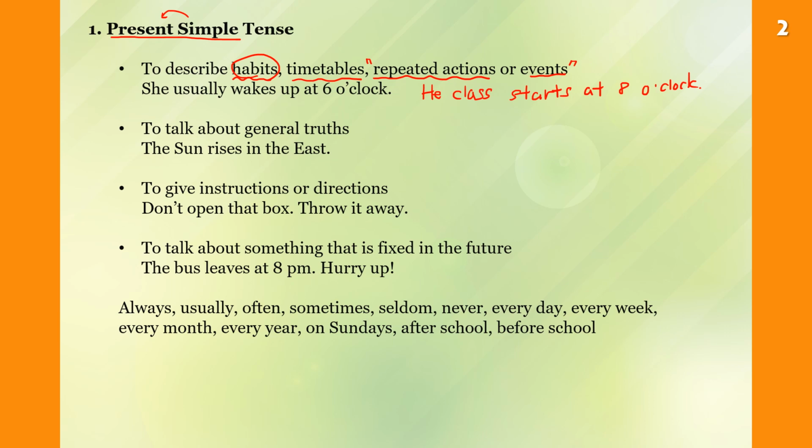When you talk about general truths, you use present simple. The sun rises in the east. And if this is true, the sun sets in the west. Okay? So this is a general truth, and you use present simple.